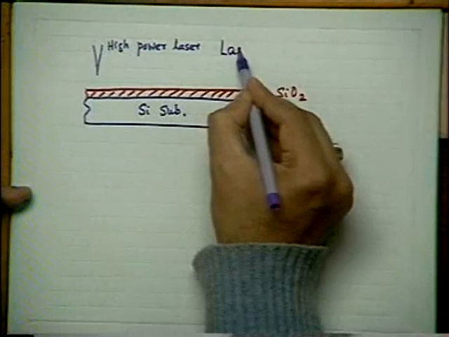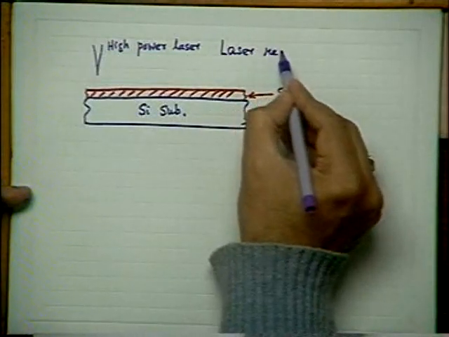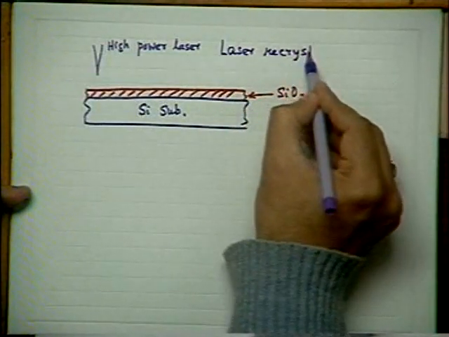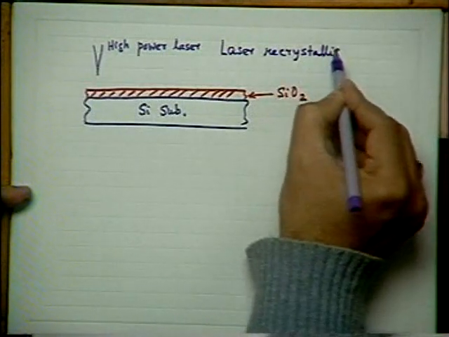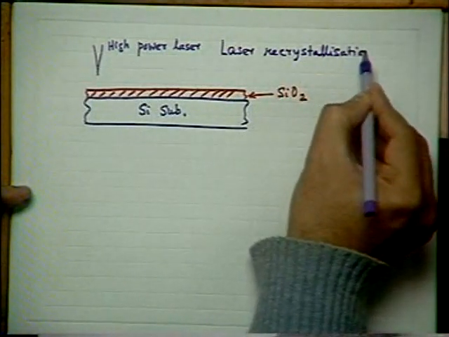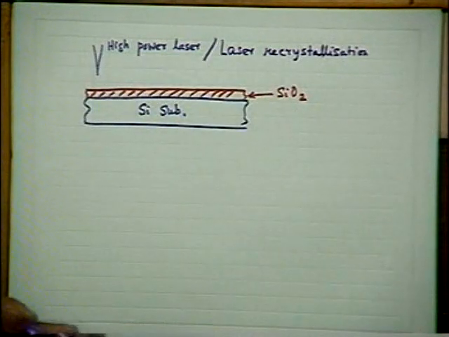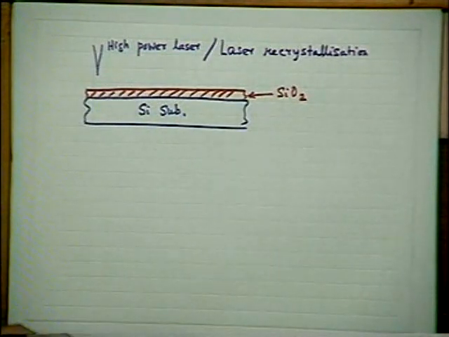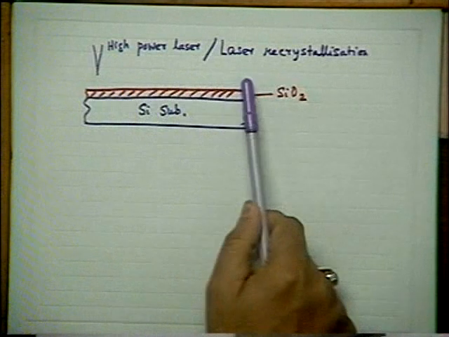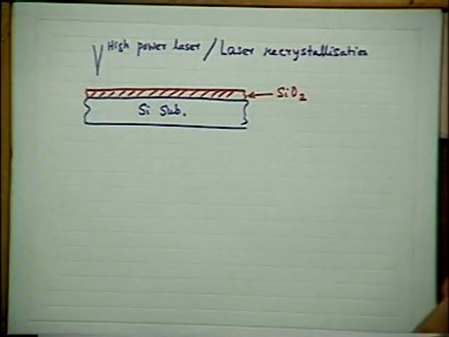Initially, I started with a polysilicon film, and afterward, it is called laser recrystallization. This technique is called laser recrystallization. This is what is known as laser recrystallization. So this polycrystalline silicon film is converted into crystalline silicon film.